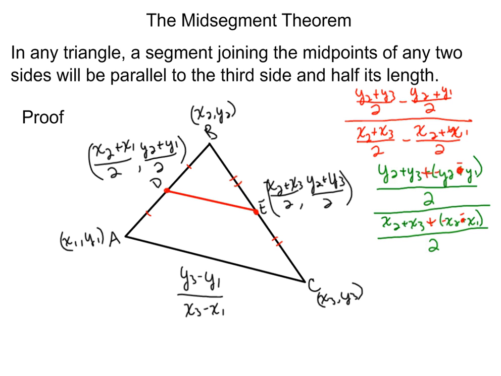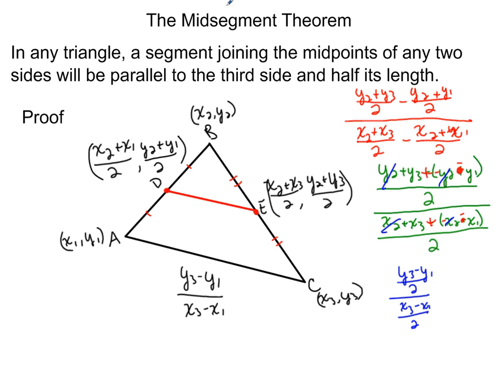Now it can combine like terms. We've got right here the y2 minus y2 cancel out. And so we're left with y3 minus y1 over 2 divided by, now the x's, same thing with the x2s. So we've got x3 minus x1 divided by 2.